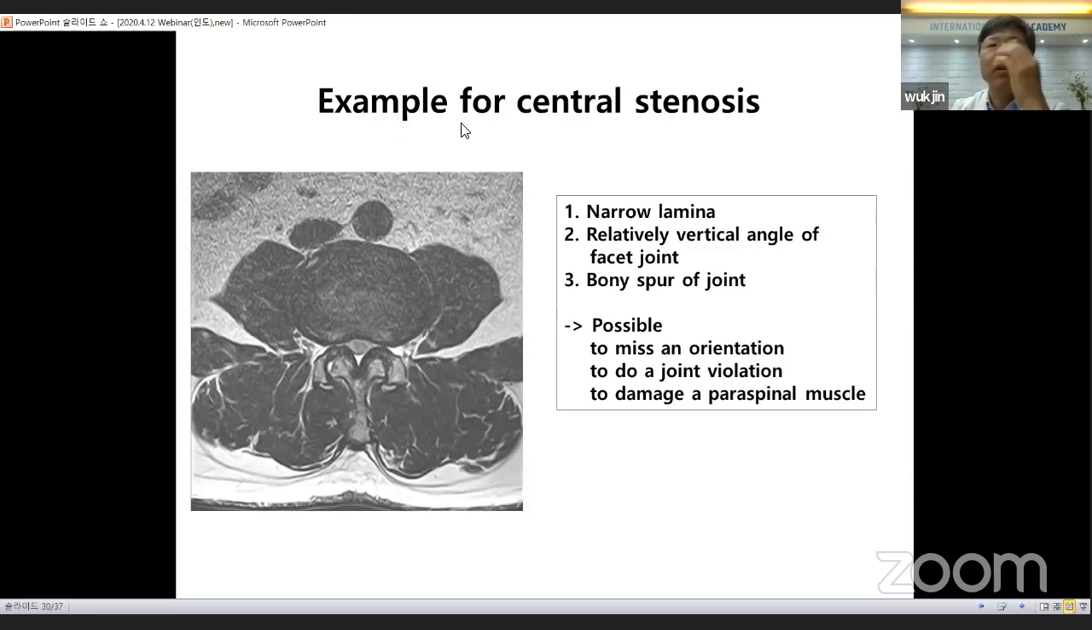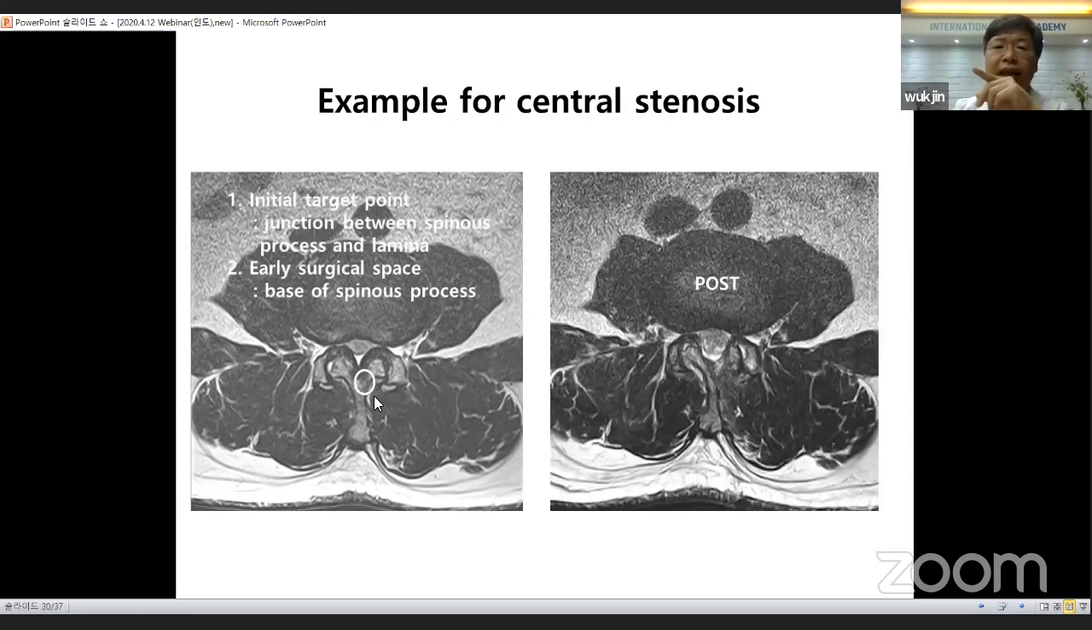For example, this is an example of central stenosis. This stenosis has a relatively narrow lamina and a relatively vertical angle, and here is a bone spur. Sometimes it's possible to miss the orientation, violate the joint and damage the paraspinal muscle. At that time, remember, the initial target point is important. The initial target point is the junctional area between the spinous process and the lamina, and the early surgical step is to drill out the base of the spinous process.